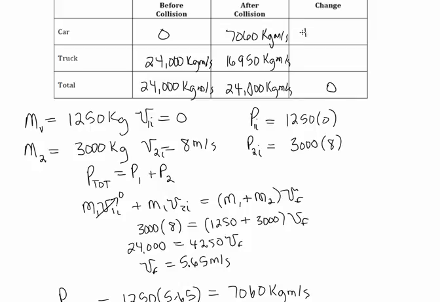Now look at what happened with the change in the car. The car increased in momentum by a positive 7,060. And the truck actually lost momentum, and that momentum it lost went into the car. Now when you get this, I think you get something like negative 7,050, but just for the heck of it, let's just round it to negative 7,060. And look what happens here. The momentum gained by the car is the momentum that was lost by the truck.